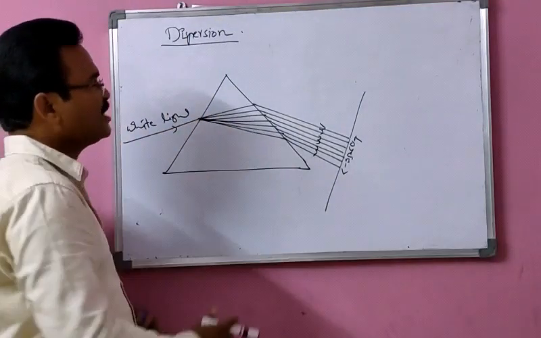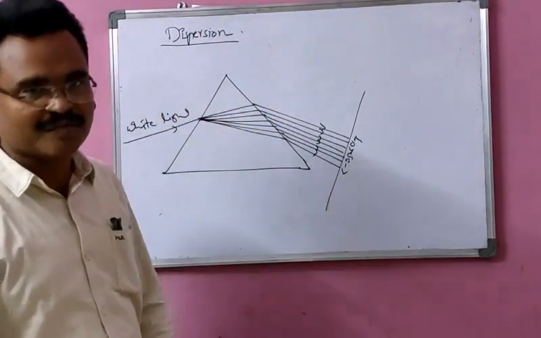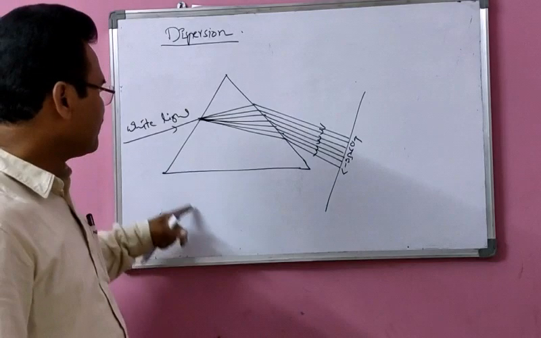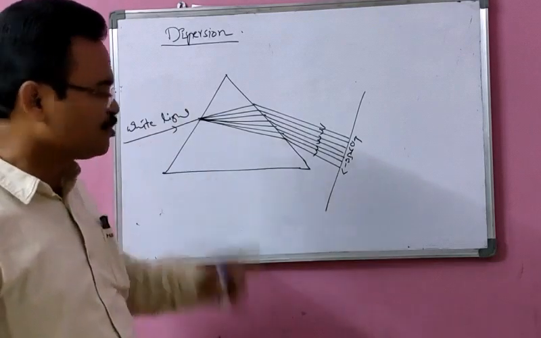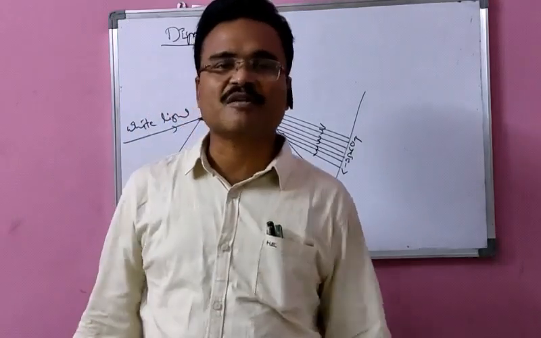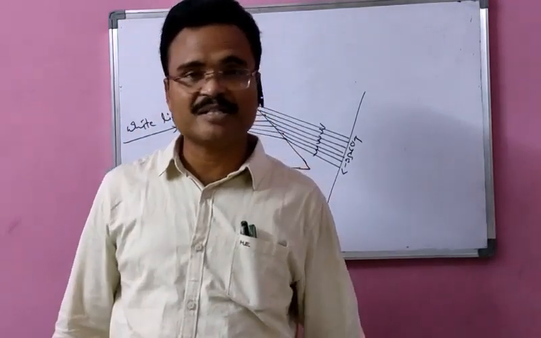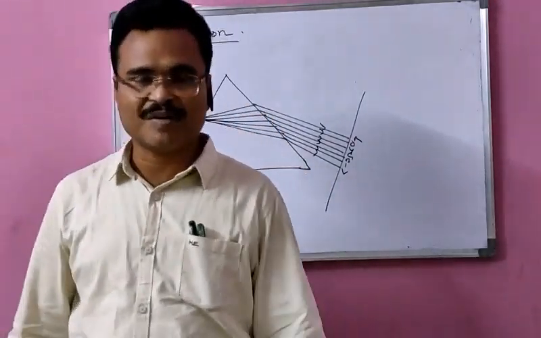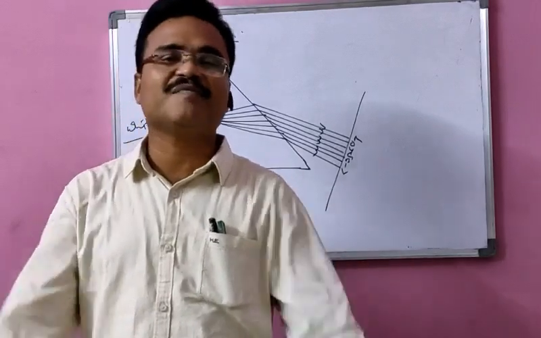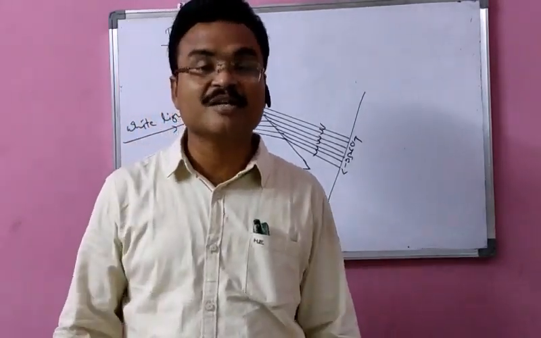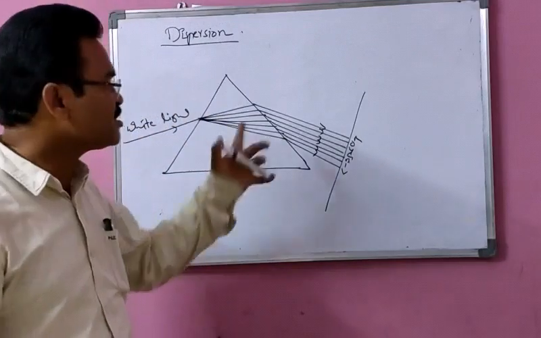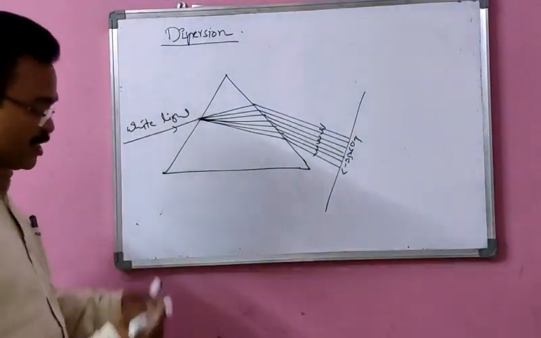And this phenomenon is called dispersion of light. When white light is passed through a prism, it splits up into its constituent colors, and this phenomenon is called dispersion of light. The phenomenon of splitting of light into its constituent colors when passed through a prism is termed dispersion.